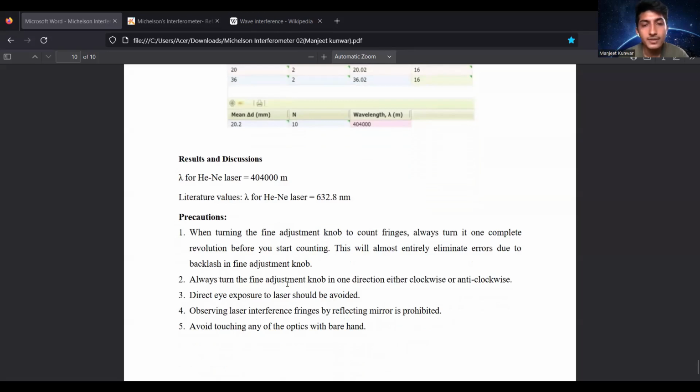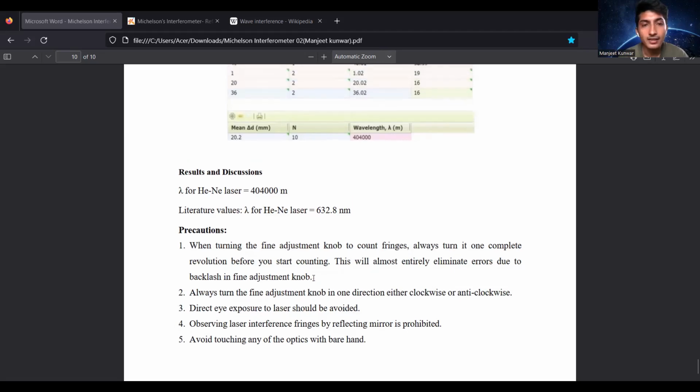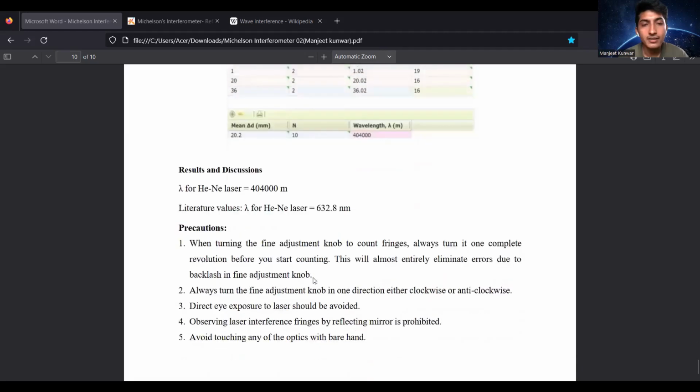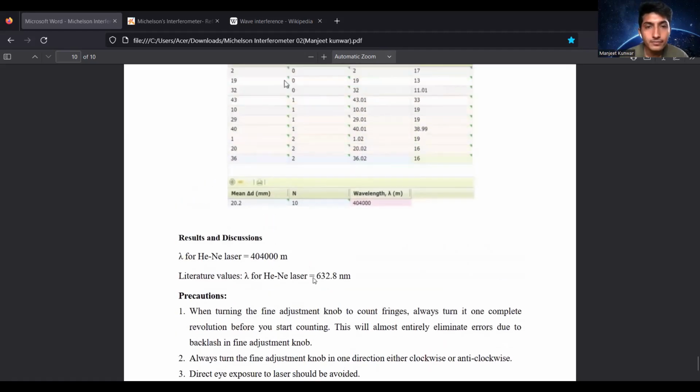Always turn the fine adjustment knob in one direction, either clockwise or anticlockwise. Direct eye exposure to laser should be avoided. Observing laser interference fringes by reflecting mirror is prohibited, and avoid touching any of the optics with your bare hand. These are the precautions to be taken into account.